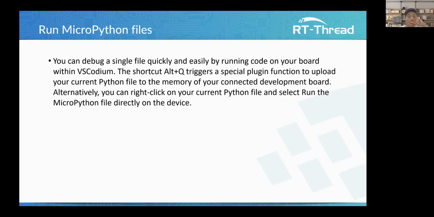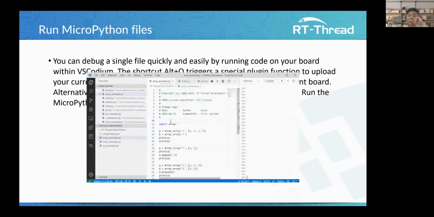You can debug a single file quickly and easily by running code on your board within VS Code. The shortcut Alt-Q triggers a special plugin function to upload your created Python file to the memory of your connected development board. Alternatively, you can right-click on your created Python file and select Run the MicroPython file directly on the device.